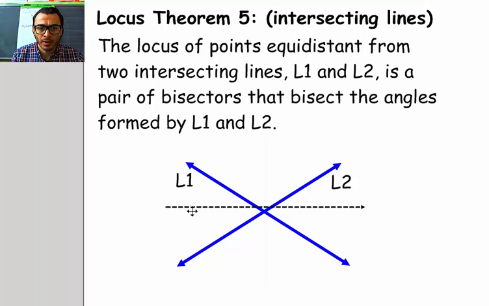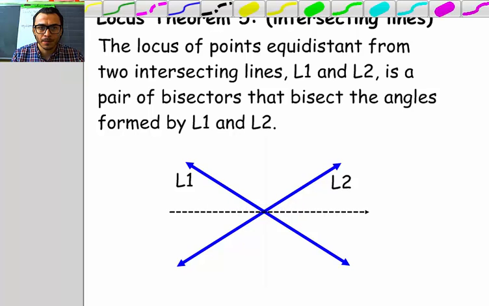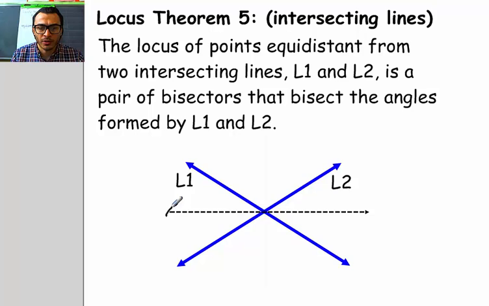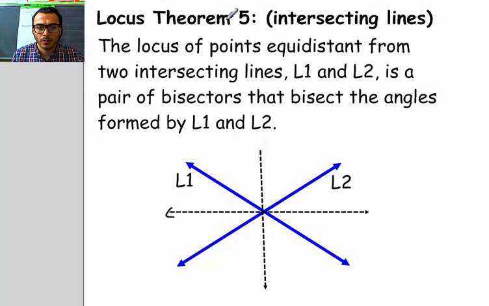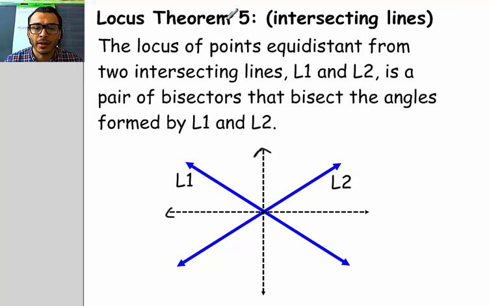Let me just adjust that a bit. So that's one of the angle bisectors. You see how it's just cutting right through the middle of these two angles here, and you will have another angle bisector here. Is that straight? Let's see. Okay, there it is. So there you have it. So that's what the locus of points equidistant from two intersecting lines looks like, these dotted lines that you see here. All right, so that's the theorem in a nutshell.